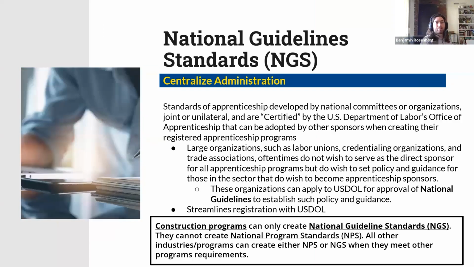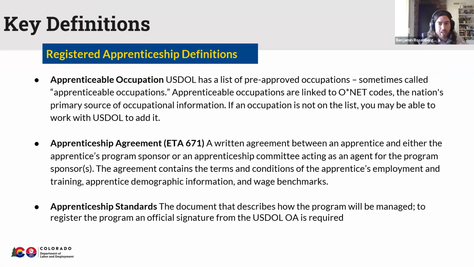Some other things, I'm going to jump to some key definitions. And again, when you get into the world of apprenticeships, you're going to hear some key definitions that I just want to go ahead and talk to you guys about so you have some understanding of what's going on. So one thing you might hear about when you talk about designing and developing an apprenticeship program is apprenticeable occupation. So the United States Department of Labor has a list of pre-approved occupations, sometimes called the apprenticeable occupations, that they say, oh, yes, this occupation can be made into an apprenticeship program. That is often what is referred to as an apprenticeable occupation.